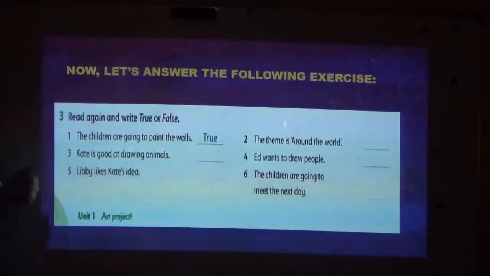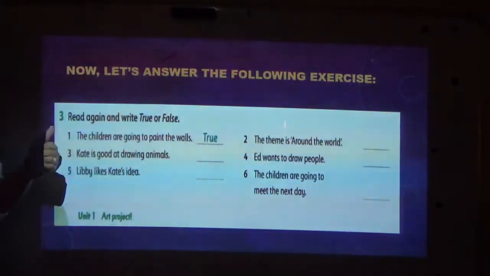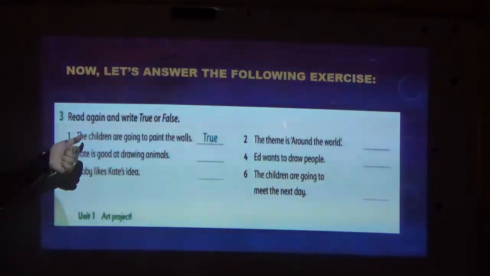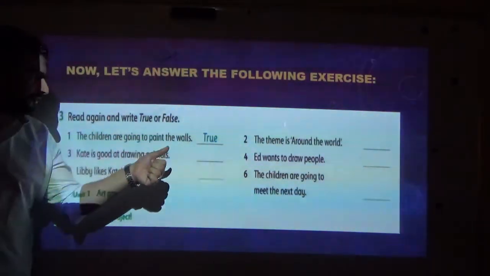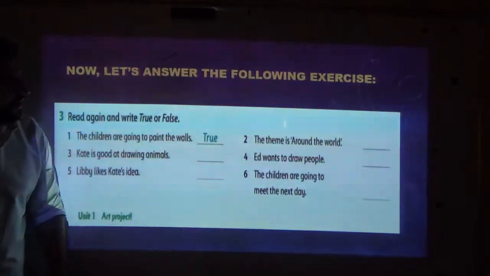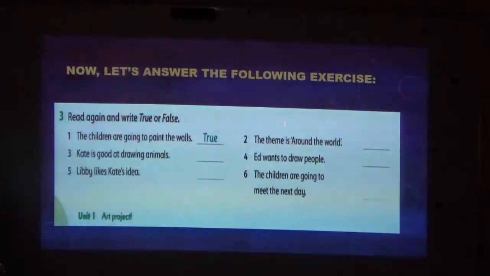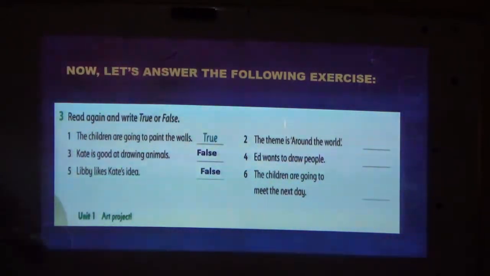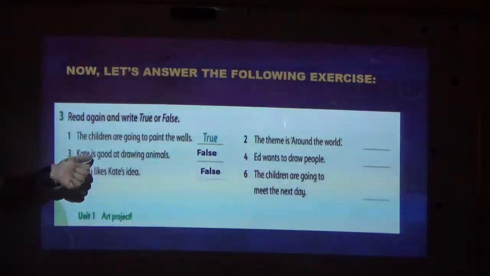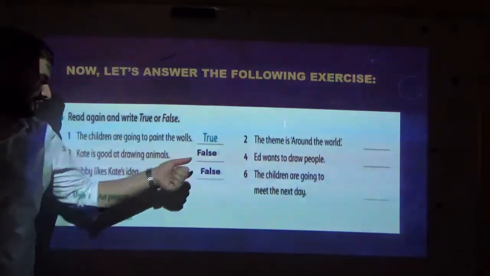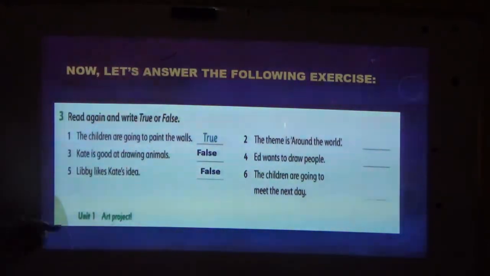Now let's answer the following exercise. Read the text again and write true or false. The first one is already given. The children are going to paint the walls. True. The second one, the theme is around the world. Yes, it is true. And number 3, Kate is good at drawing animals. No, it is false. He said it is difficult.